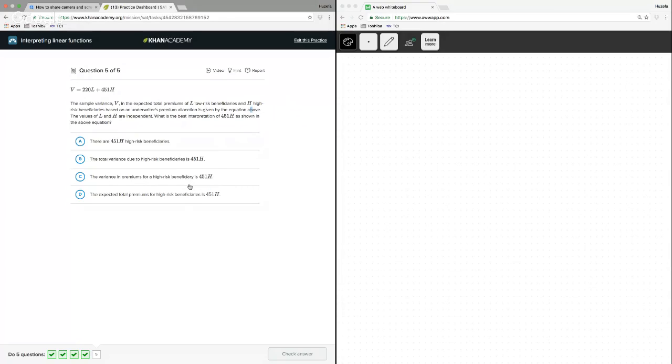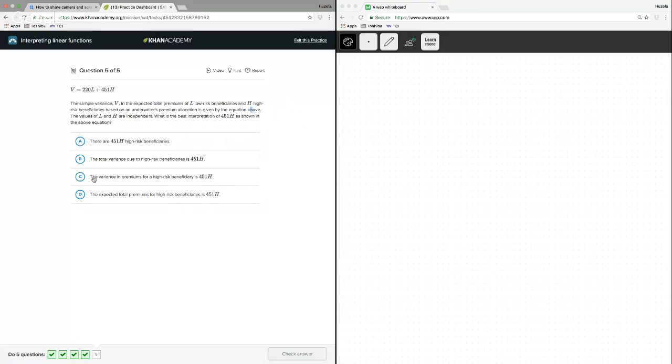The variance in premiums for a high risk beneficiary is 451H. Total variance due to high risk. The variance in premiums for a high risk, the expected total premiums. So this isn't about premiums, so it's not going to be D. It's total variance. The sample variance in the expected total premiums. So V is the sample variance of premiums. Oh, I see what they've done. Yes, the variance in premium.